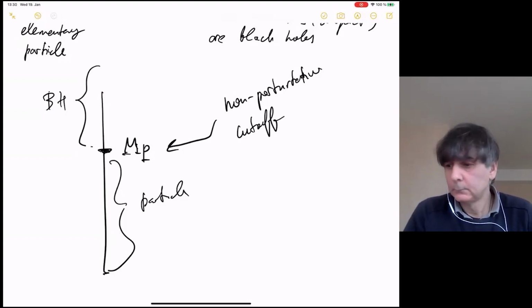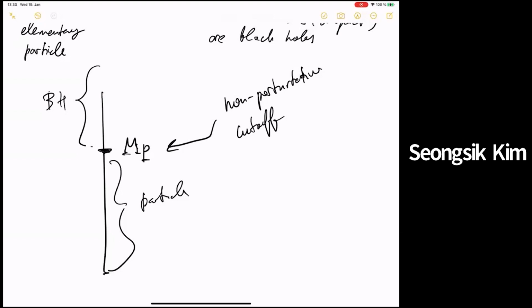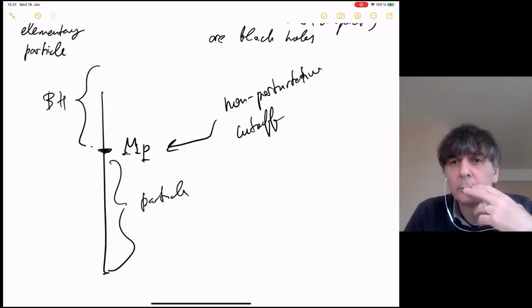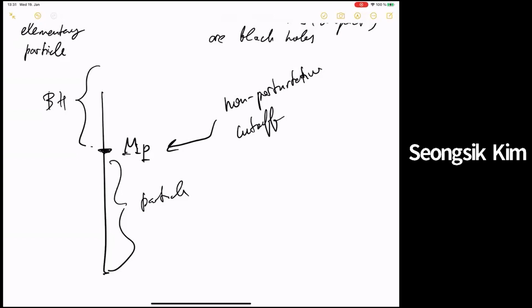Yes, sure. Can you explain why there appears a non-perturbative cutoff? Say it again. Could you repeat the question? Can you say again why at the mass of the Planck scale there appears a non-perturbative cutoff?